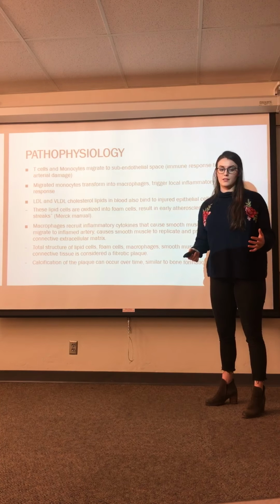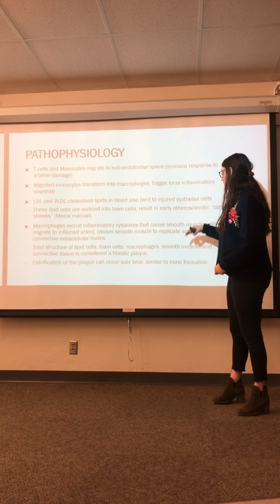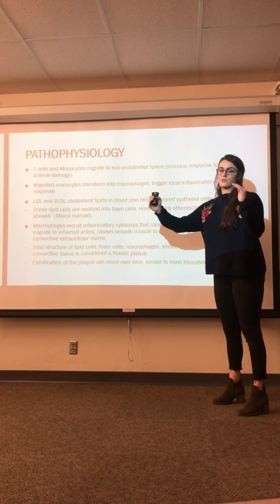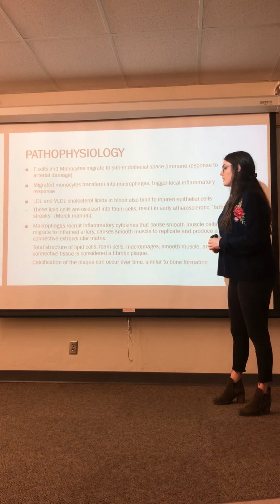These migrated monocytes are going to transform into macrophages, which are a larger immune response cell, and that's going to trigger a local inflammatory response. So it's going to say, hey, immune cells, come help, we've got an injury. LDL and VLDL, very low density lipoprotein, cholesterol lipids in the blood, so they're just circulating all the time. They're going to bind to injured endothelial cells, and then these lipid cells are oxidized into foam cells by the macrophages. So the macrophage, surrounded by these lipids, it's going to produce these fatty streaks along the walls of your arteries, and I'll show you a better look at that.